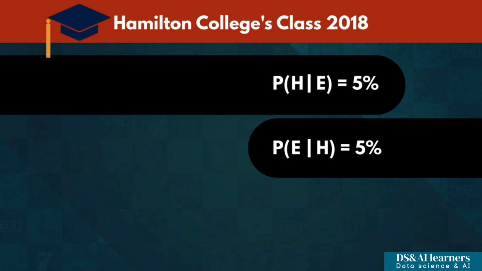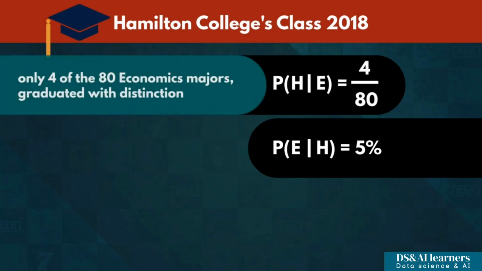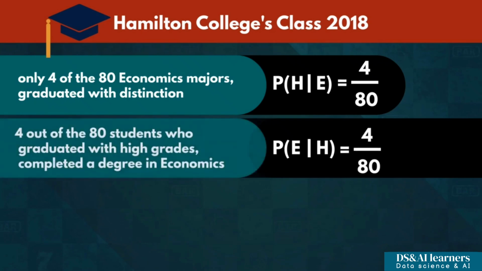In particular, the first one suggests that only 4 of the 80 economics majors graduated with distinction. The second one suggests that 4 out of the 80 students who graduated with high grades completed a degree in economics.